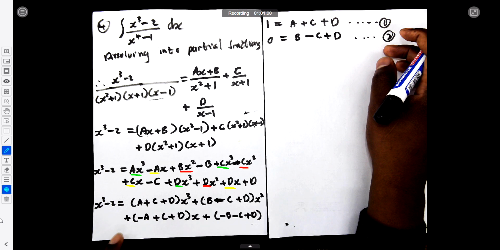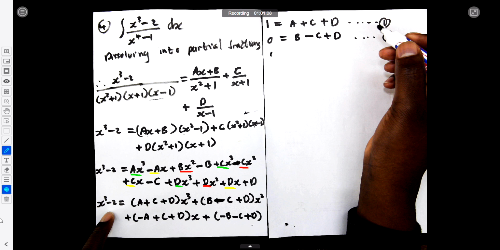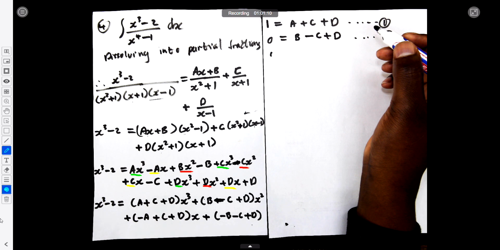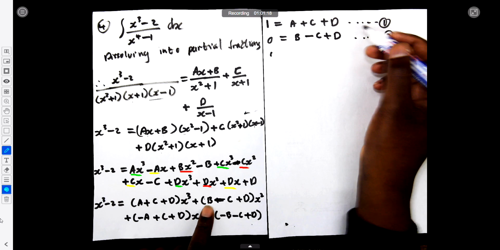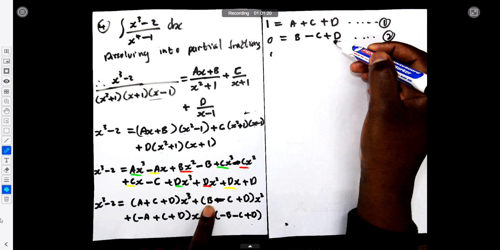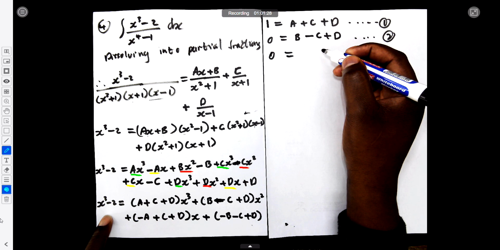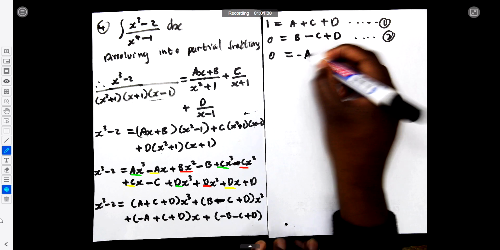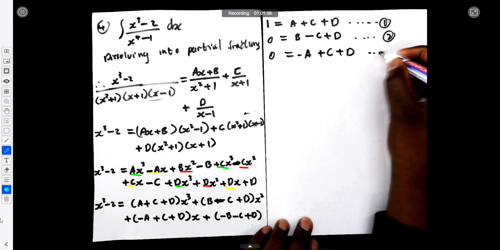So we're going to the coefficient of x now. In the right hand side, we don't have them, so it's 0. It will be equal to the left hand side, where the coefficient of x is negative A plus C plus D. That is equation 3.